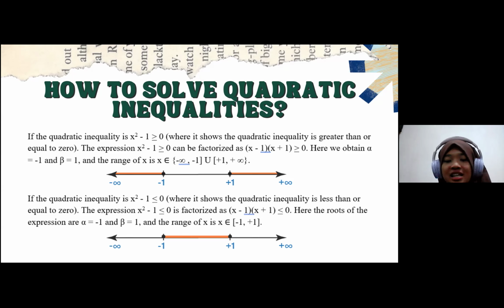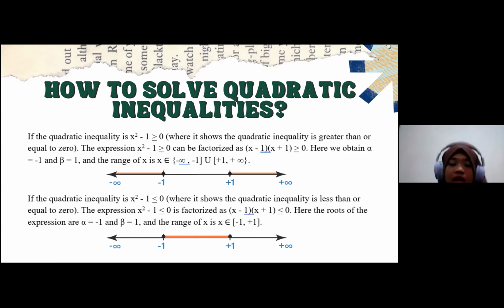Range of x is x element of curly brackets negative infinity until -1 close square brackets, union open square brackets positive 1 until positive infinity close curly brackets. So you can see the graph. What is the difference between this graph and the previous one? The dots of the graph are closed, meaning the values of -1 and +1 are included in the range of the value of x.